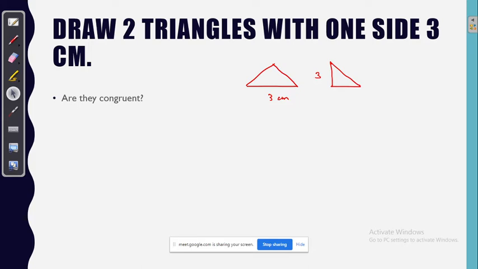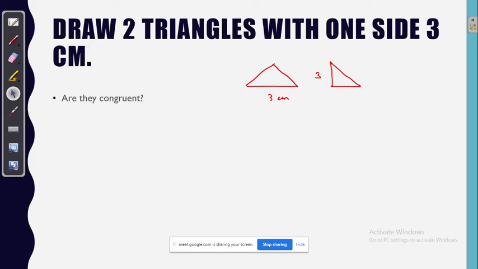Ma'am, I have one small doubt. We want to draw the 3 centimeter side on the similar position, or can we change? You can change. There is no condition like that. The only condition is that the 2 triangles should have 3 centimeter as one side. The measurement of one side should be 3 centimeter. You can draw any way you like.